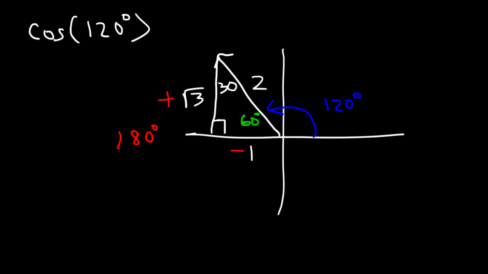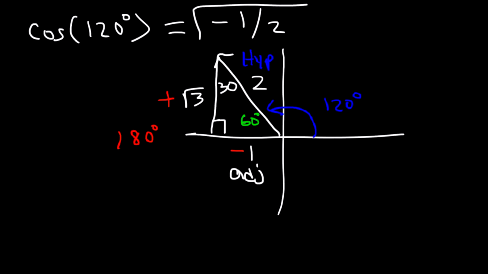Cosine, we know it's adjacent divided by the hypotenuse. So cosine 120, it's going to be negative because it's in quadrant 2. It's equal to the adjacent side divided by the hypotenuse, so cosine 120 is negative 1/2.